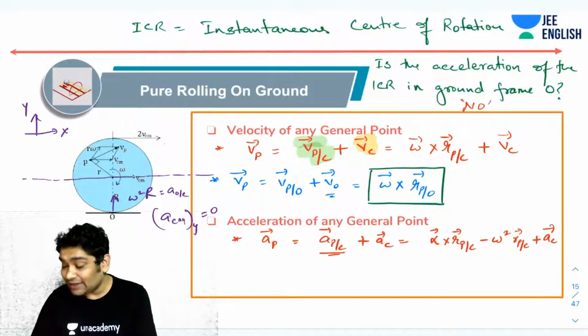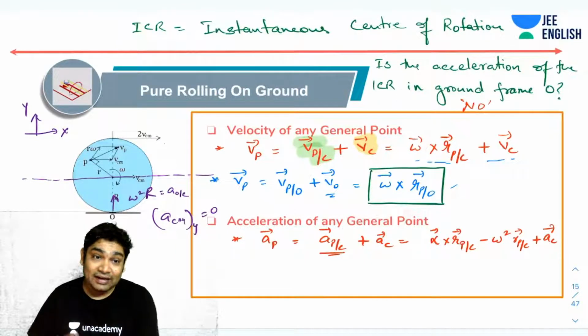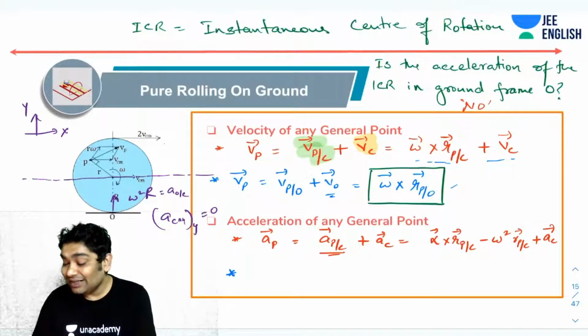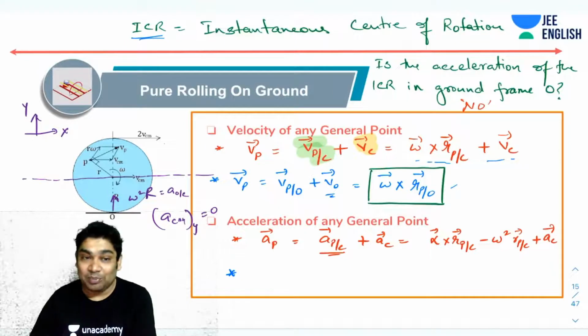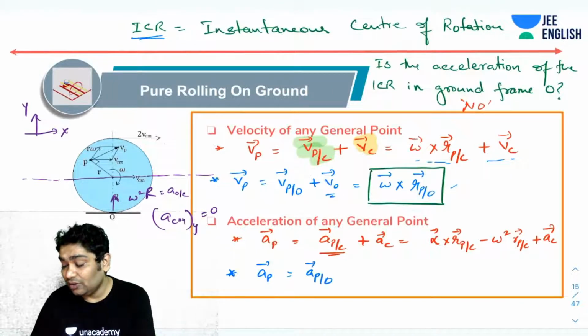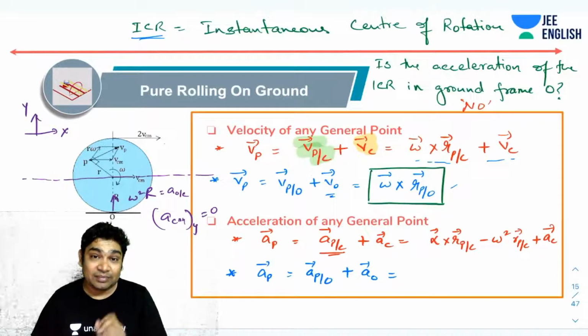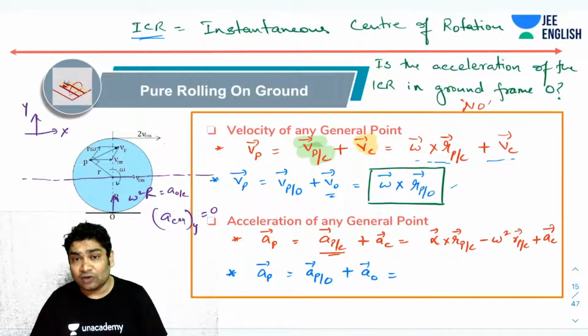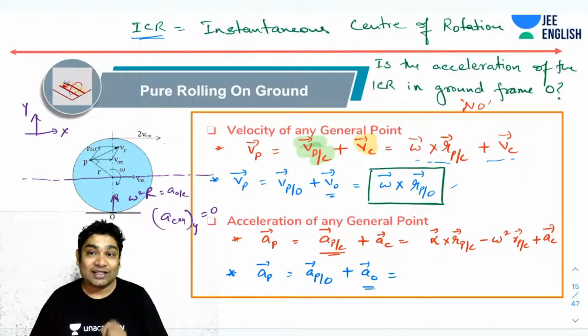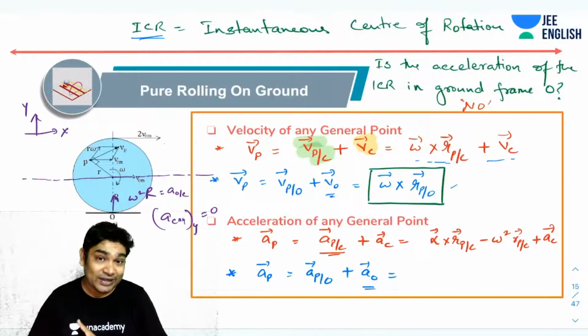So there you realize I just had to calculate one term compared to two terms here. However, in finding the acceleration, the fact that O is the ICR does not help me much. I still have to find three terms. Acceleration of P can also be written as acceleration of P with respect to O plus acceleration of O. So here, please realize that this is a very common mistake that a lot of students make. They think that the acceleration of O is zero. No, that is not the case. Acceleration of O is not zero.